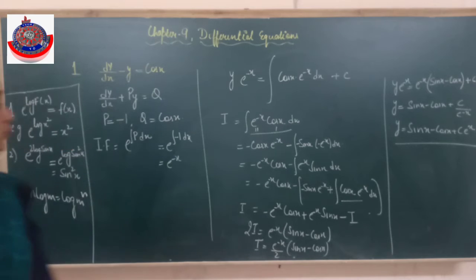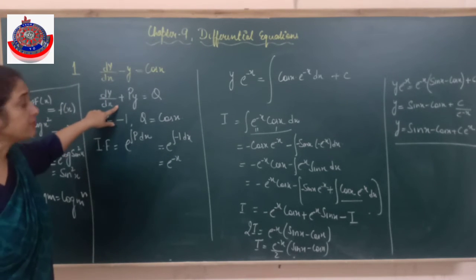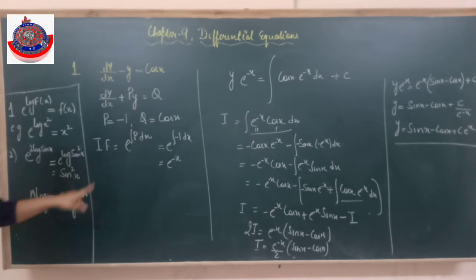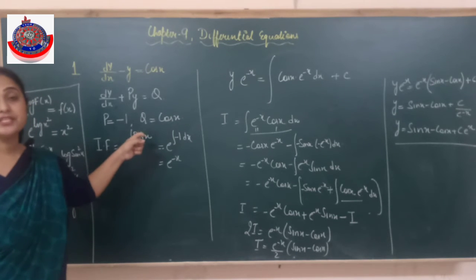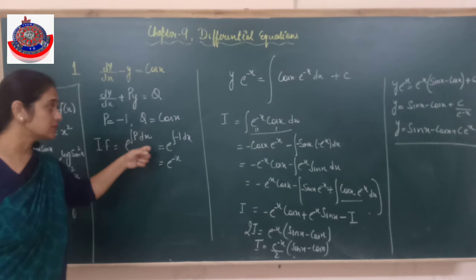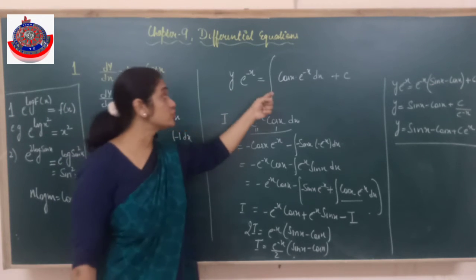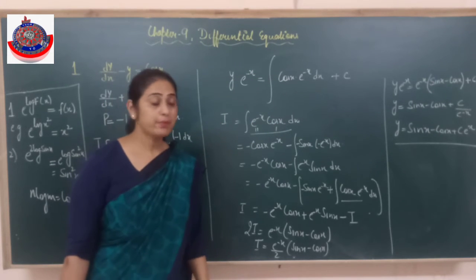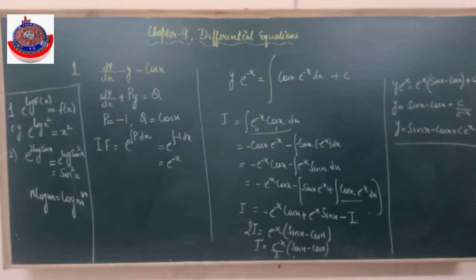Alright. So what do I need to do? First of all, the question should be compared to the related form. Identify P and Q. Find out the integral factor, that is in this form, e to the power integral of p with respect to x. That's fine. Then the final answer would be y into integral factor is equal to integration of q into integral factor with respect to x plus c, and the rest is the question of integration. Is it clear? We'll do more examples after this.